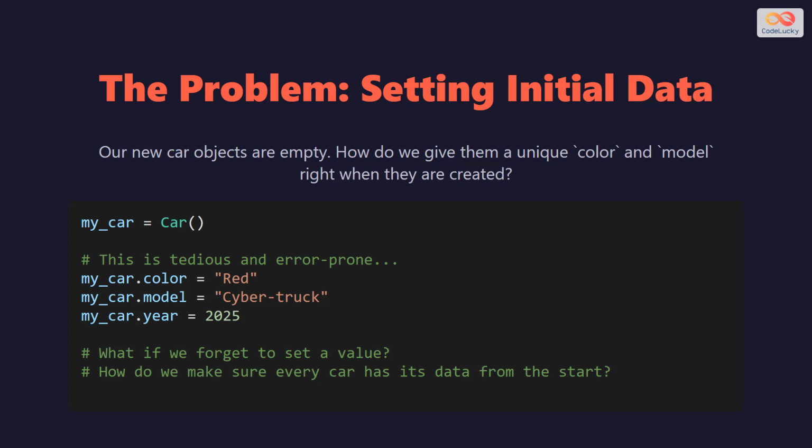But what if we want to assign them a unique color or model right from the very beginning? We could set these attributes one by one after creating the object, but this approach is clumsy and can lead to errors. What if we forget to set a value? We need a reliable way to ensure every object has its essential data from the moment it's created.